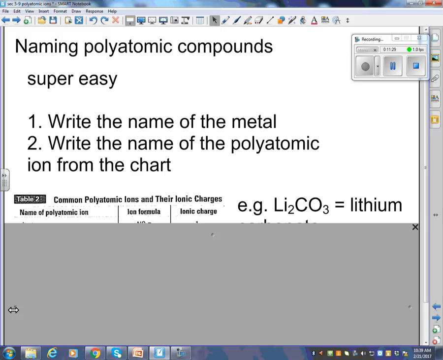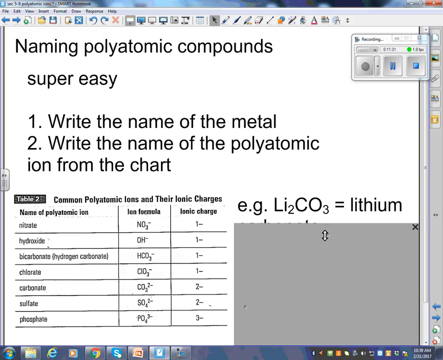Okay, so there's the chart again for easy reference. So if I tell you lithium, Li2CO3, well, that would be lithium, CO3, carbonate, right? Lithium carbonate. Right? Easy.